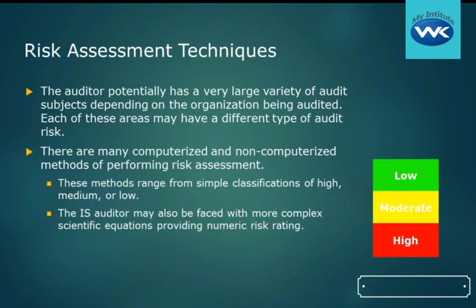And it all depends, of course, on the organizations that you're auditing. Now, each of these different areas that we're talking about will have different types of risk, different types of audit risk as well. There are many computerized and non-computerized methods that we use to perform risk assessment. And the methods that we use can range from a simple classification of high, medium, and low for the priority of the asset that we're looking at, or the priority of the risk that could occur. You may also find more complex scientific equations that might provide numeric risk ratings as well.